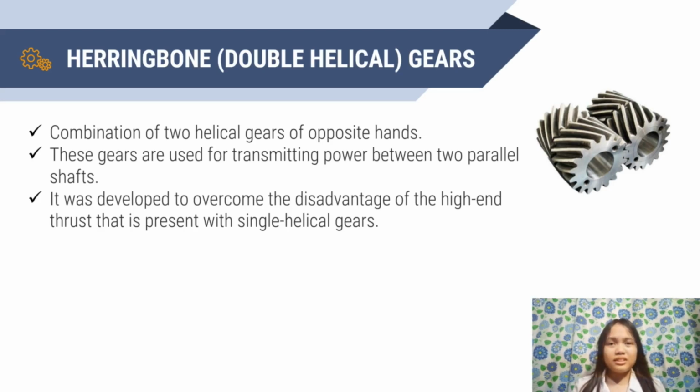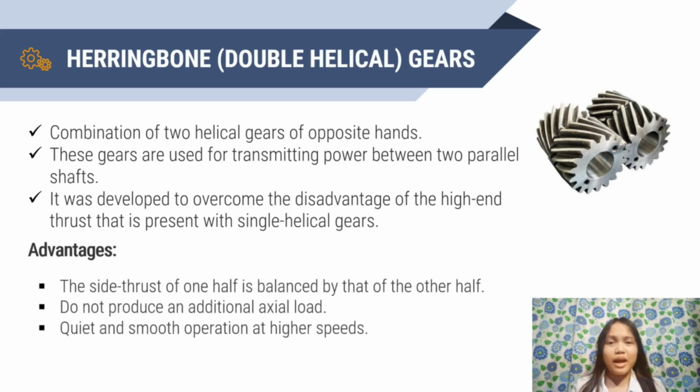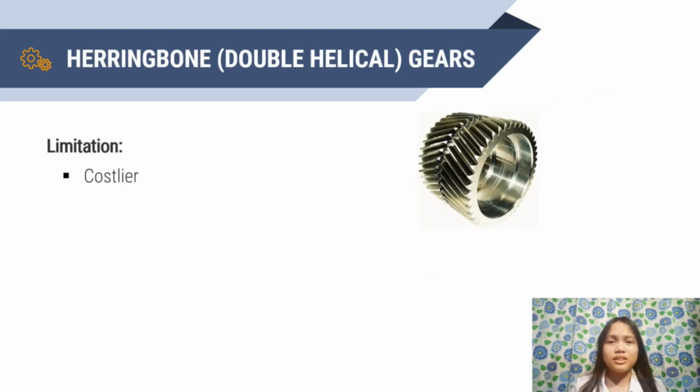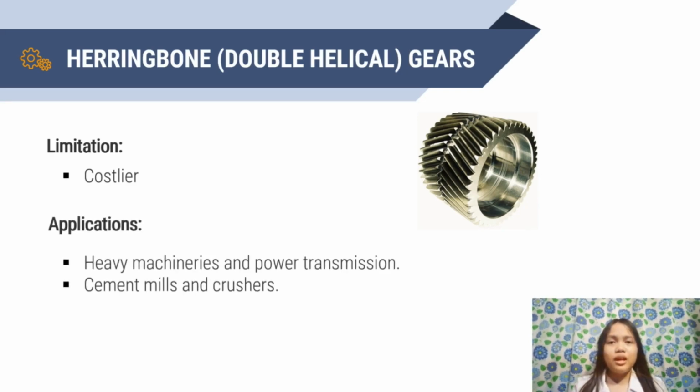Having both hands of gear teeth causes the thrust of one set to cancel out the thrust of the other. Thus, another advantage of this gear type is quiet, smooth operation at higher speeds and it does not produce additional axial load. But, same as with helical gear, herringbone gear is also costlier. Some of its applications include heavy machineries and power transmission, high-capacity reduction drives like that of cement mills and crushers.